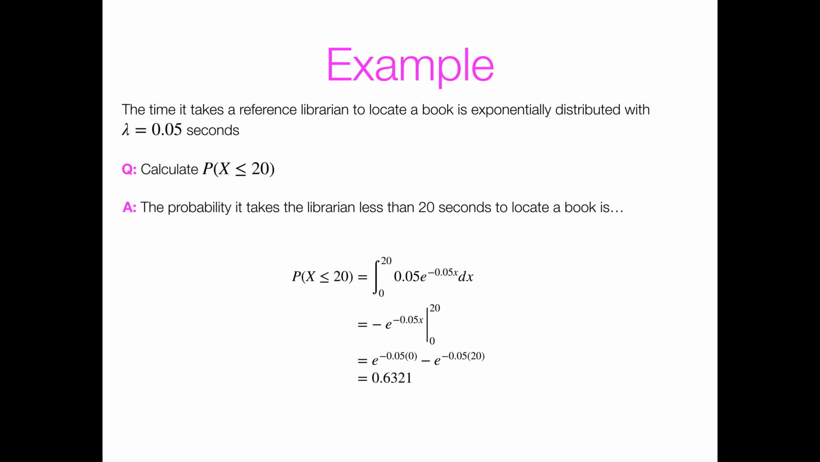And evaluating that, again, not too hard. This is maybe a little more complicated than the power rule, but it's just a simple little chain rule. We get that this is negative e to the negative 0.05x evaluated at 0 and 20. Because of that negative out front, normally it would be, evaluated at 20, subtract off evaluating at 0. Because of those negatives, we're going to flip things. So that's why that happened in the next line here. So e to the negative 0.05 times 0 minus e to the negative 0.05 times 20. And that gets you 0.6321.